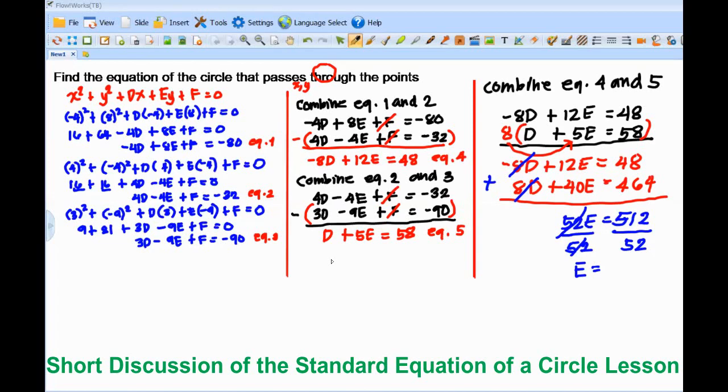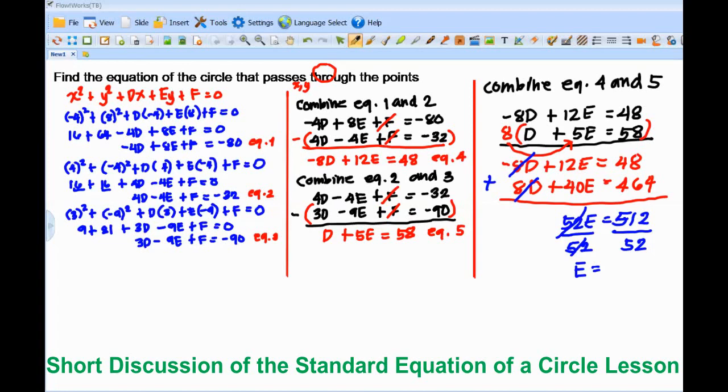Before we proceed, did you get this answer too? Did you solve this? Where is Ali? Yes, sir, I got the same. 512 over 52. Ali? Or a whole number? For E, my E is 416 over 52, sir. What did you do?